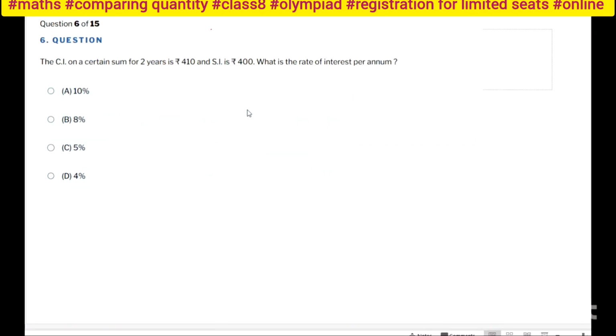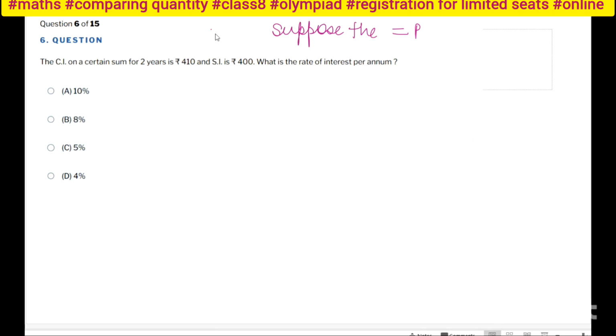They are only saying a certain amount, which directly implies that we don't know the amount. Suppose I say it is P only. Suppose the certain amount is P. That is called the principal. Now they are applying it for 2 years, and they are saying that I am getting it on the 2 years.